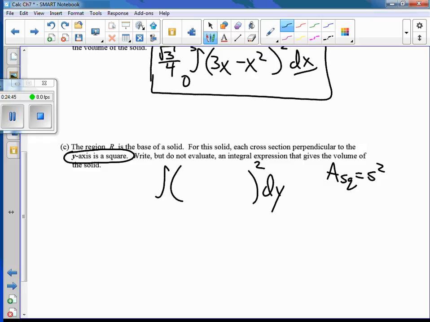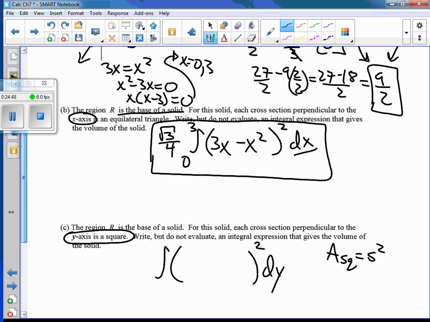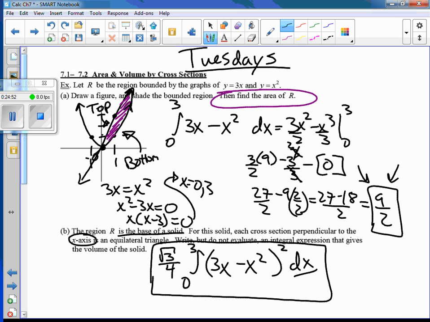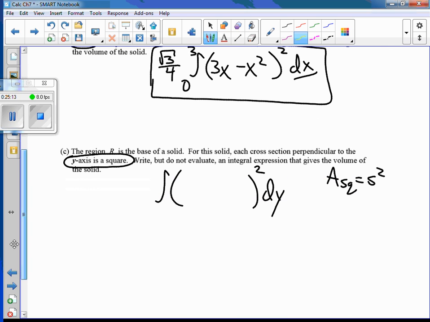So since we're still doing the same problem, let's go back up here. Now what are the limits in terms of y? Not in terms of x this time, but in terms of y. Well, this lower bound right here is y equals 0. Now the upper bound, which is going to be right here in this region, what happens when we plug in 3 for both of these equations? If you plug in 3, you get 9 for both. So that means our boundaries are 0 to 9. So here we go, here are our boundaries, 0 to 9.